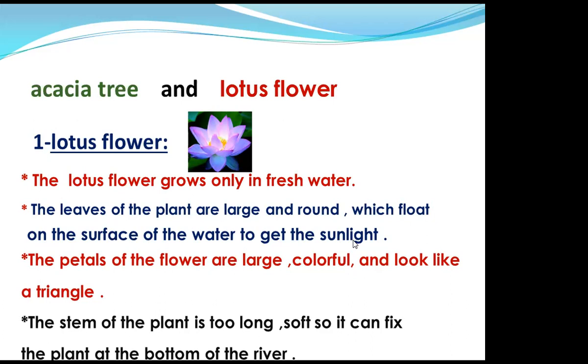So again, the lotus flower, زهرة اللوتس, grows only in fresh water, في المياه العذبة, like the river Nile, زي نهر النيل. The leaves, الأوراق, of the plant, look, the green leaves are large, كبيرة, and round, ومستديرة, which float, وبتطفو, on the surface of the water, اللي هو سطح الماء, to get the sunlight.